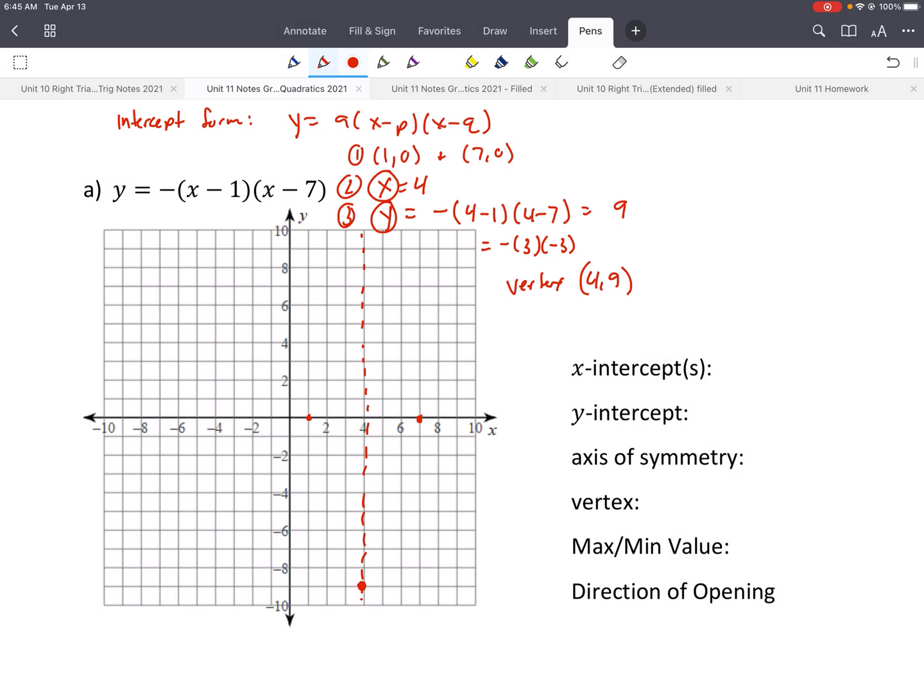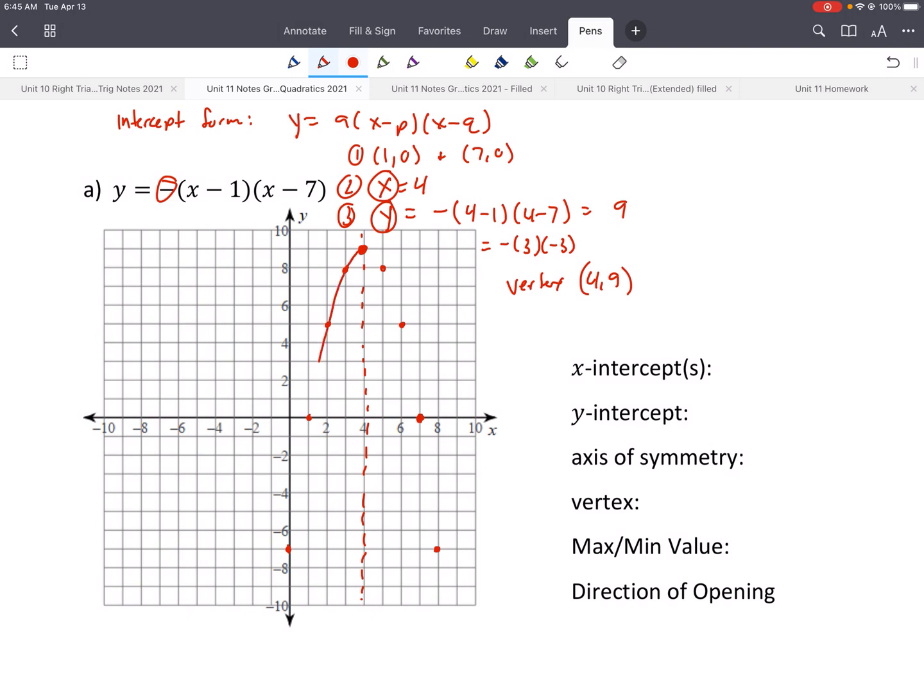And it was 4, 9, 4, 9, positive 9 up here. And our direction of opening goes down. A is negative, so we're going to go over 1, down 1, over 1, down 3, over 1, down 5. We already have that x-intercept. Over 1, down 7. If we wanted to continue the pattern, 1, 3, 5, 7. Again, it's just all odd numbers.